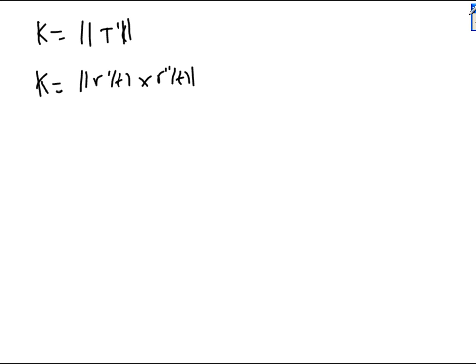Okay. We know that the curvature is the length of t prime, and we can also think of it as r prime of t cross r double prime of t, the length of that cross product, divided by the length of r prime of t to the third power.